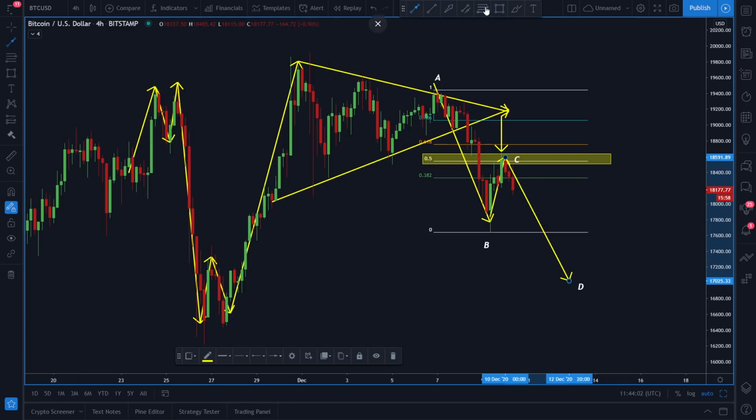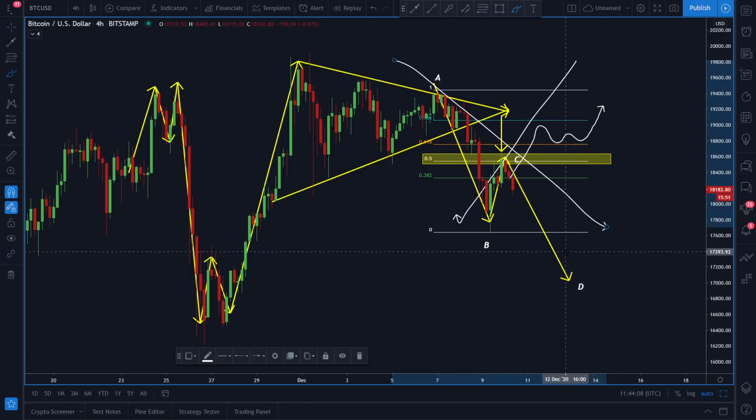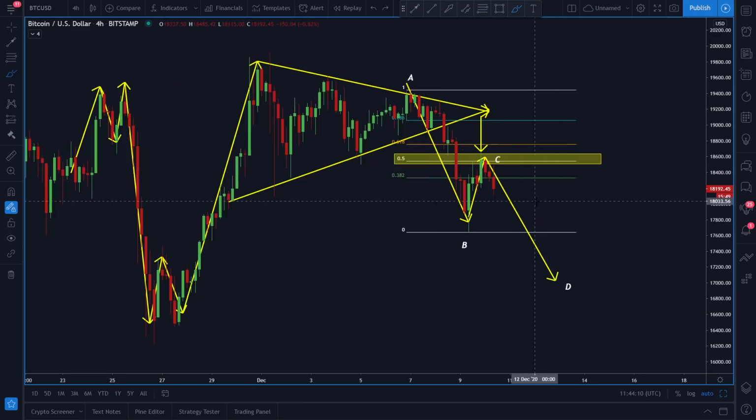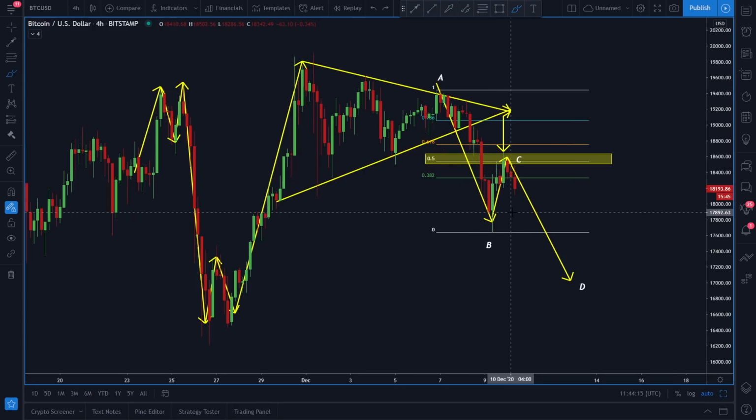But if the price manages to find support above this 0.618 Fibonacci retracement level, then this whole dead cat bounce scenario is going to be invalid. But so far you can see we did get a rejection exactly at the 0.5 Fibonacci retracement level. So we have to be very careful at this current stage.